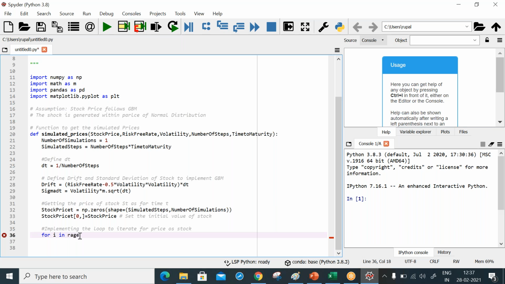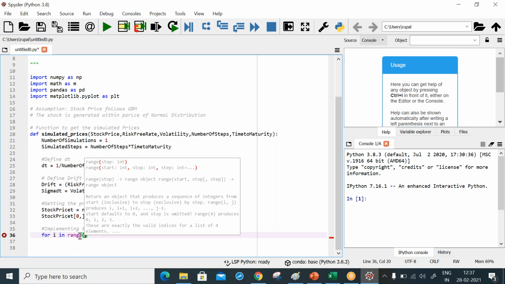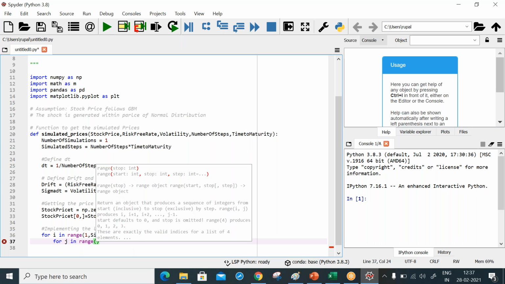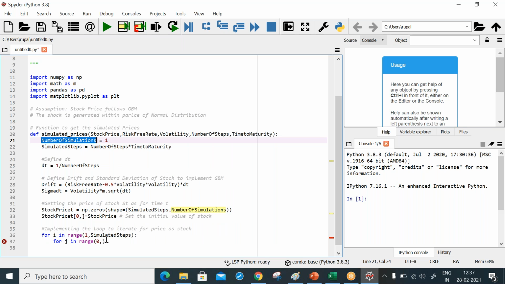Therefore, for i in range 1, total number of simulated steps. Okay, for j in range 0, number of simulations. Okay, because simulated steps are the number of rows that we are going to take, and number of simulations are the columns that we are going to take.